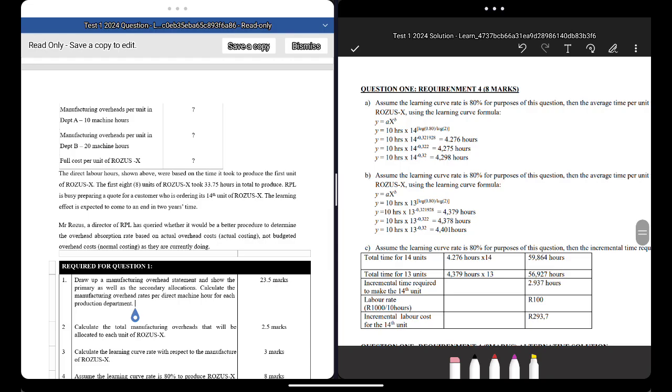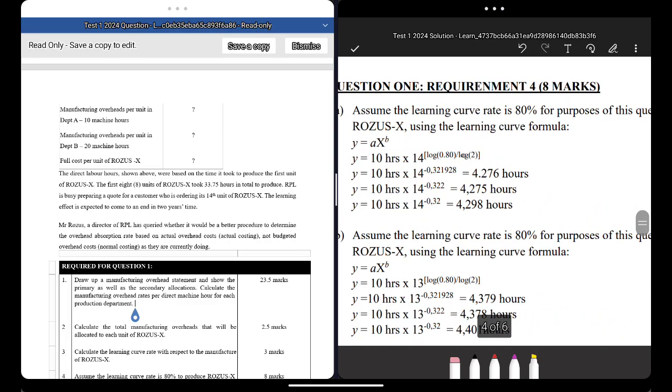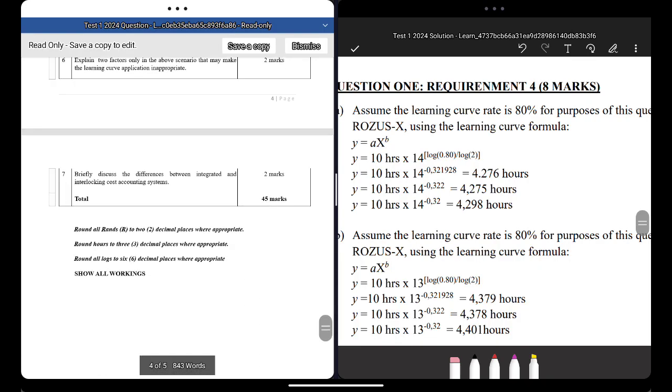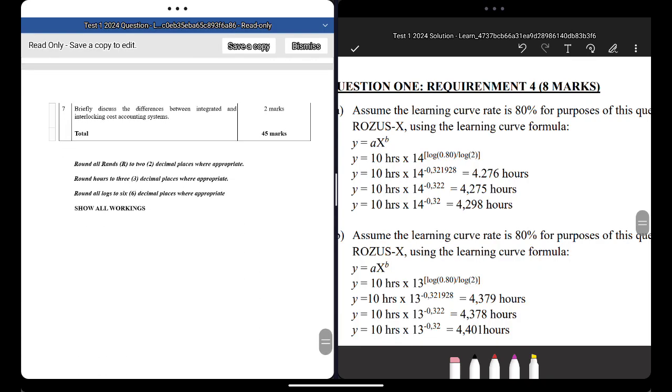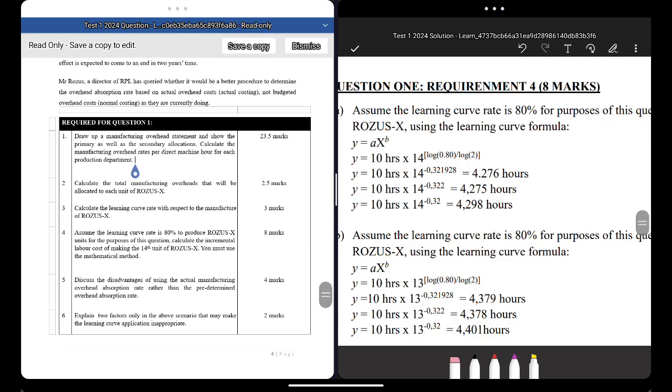Now once we get this answer, the simple answer is 4.276. Just remember here, I don't know why they do this, but you can put this whole thing in your calculator. They don't want that. They want you to put log 0.80 over log 2 in your calculator. And in the question paper, they told you to round off logs to 6 decimal places. So when you put this in a calculator alone and round it to 6 decimal places, you get this decimal here. Put that and you get 4.276 hours. 4.276 hours is your y.